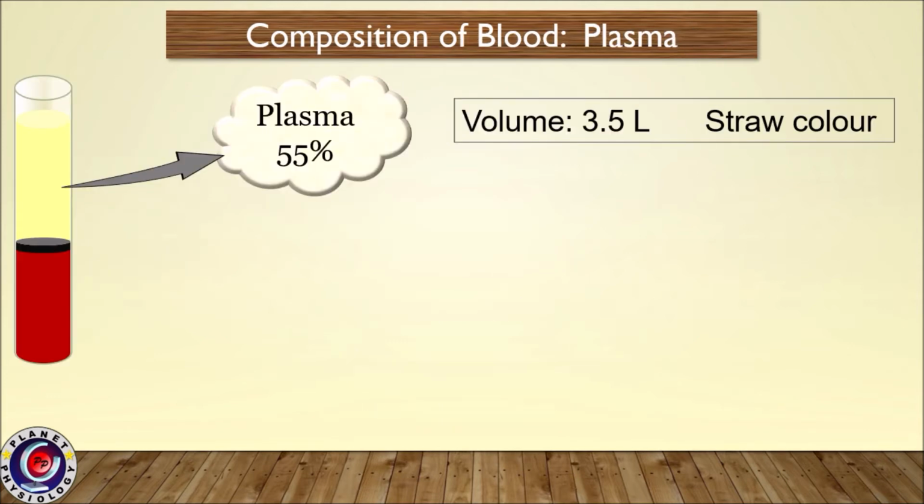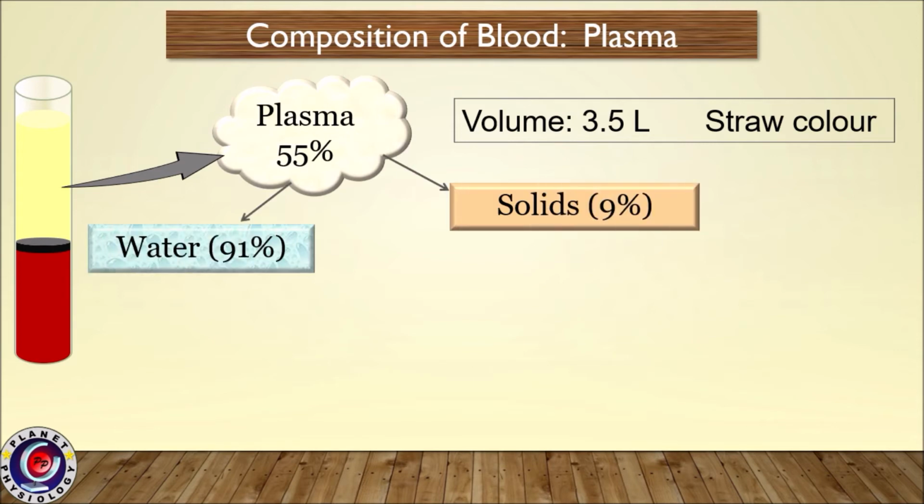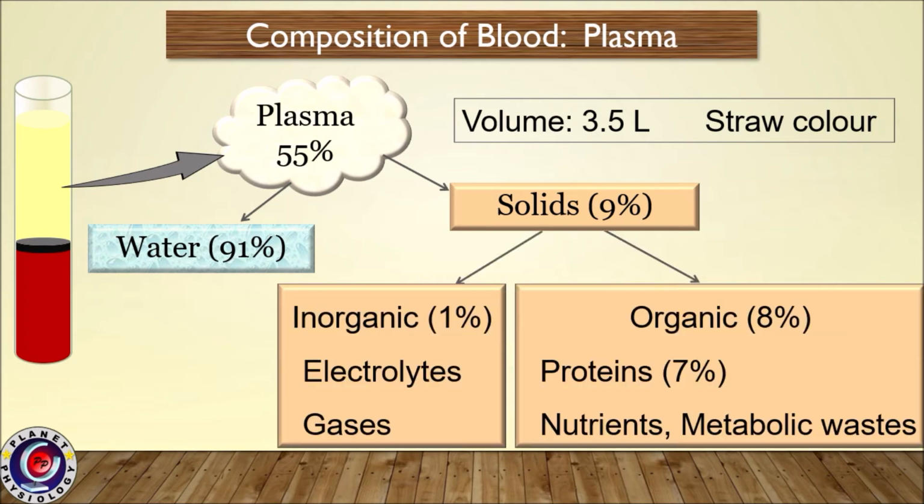Let us move on to the liquid part of the blood, that is plasma. Plasma constitutes 55%. It comes to about 3.5 liters, and normally it is a light yellow or straw colored liquid. 91% of the plasma is water and the remaining 9% is solid. Solid components we can divide into two, inorganic and organic. Inorganic components constitute just 1% and will be in the form of electrolytes as well as gases.